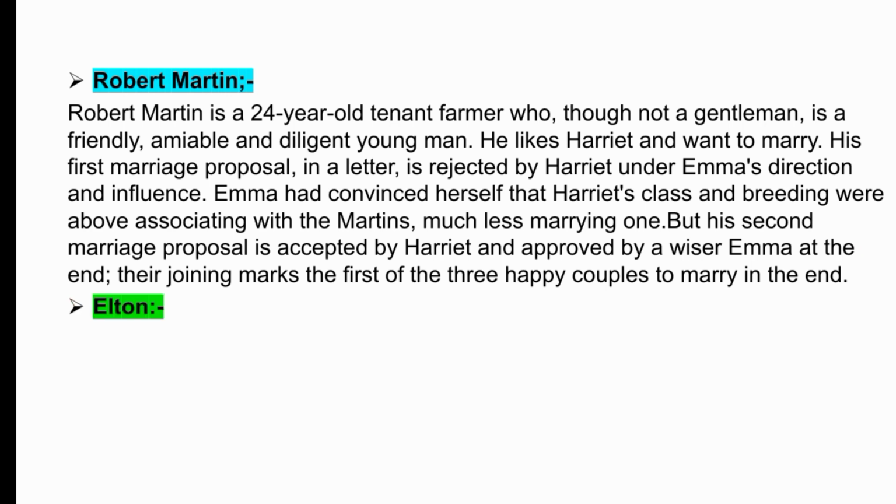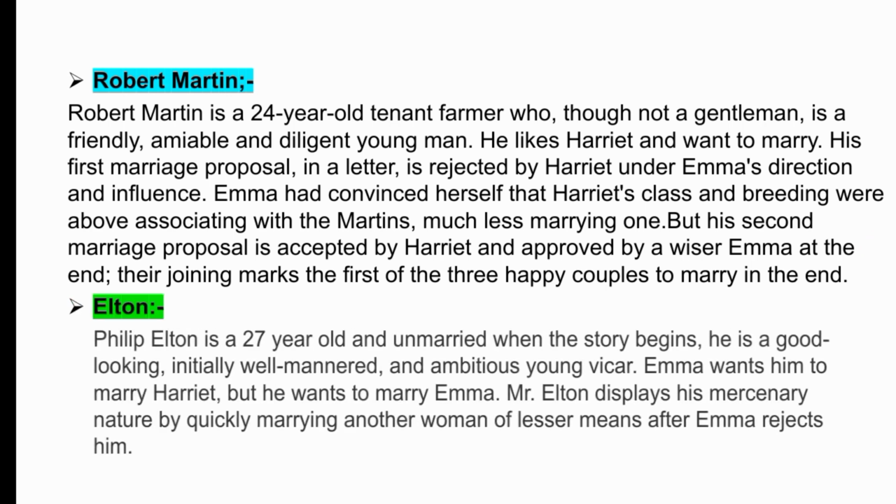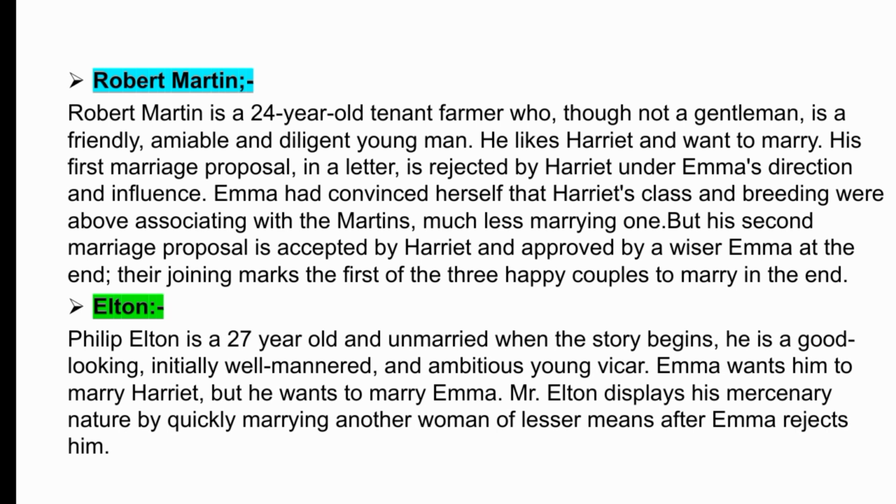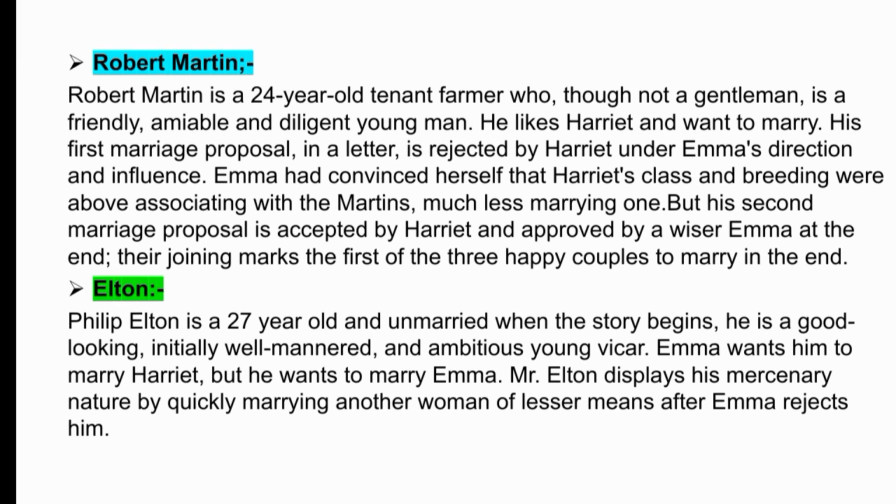Another character is Elton. Philip Elton is 27 years old and unmarried when the story begins. He is a good-looking, initially well-mannered, and ambitious young vicar. Emma wants him to marry Harriet, but he wants to marry Emma. Elton displays his mercenary nature by quickly marrying another woman of lesser means after Emma rejects him.